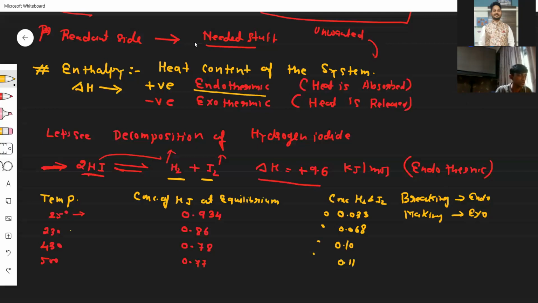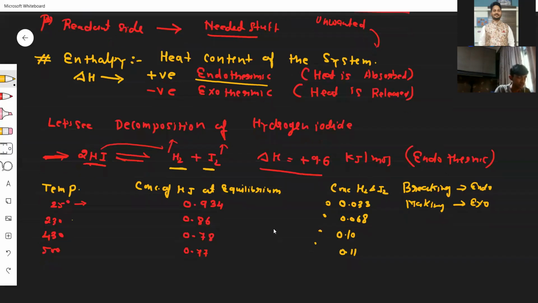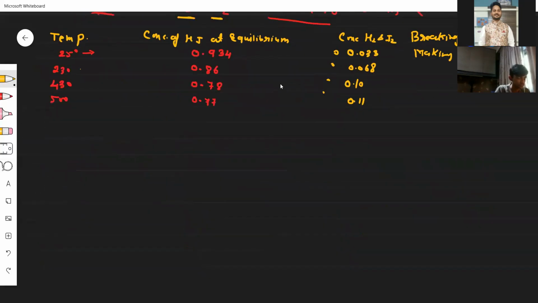If the same reaction were exothermic, like combustion, combustion is always exothermic in nature. Just let me scroll up. If I ask you this reaction, can you balance this particular reaction? See here, what is the name of this compound?